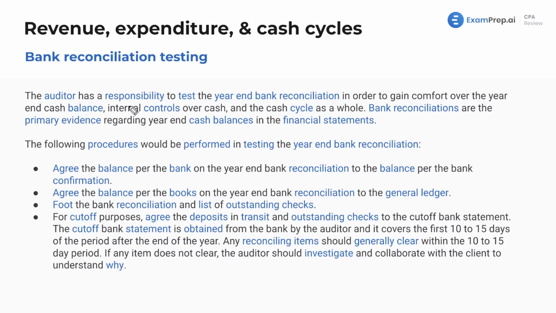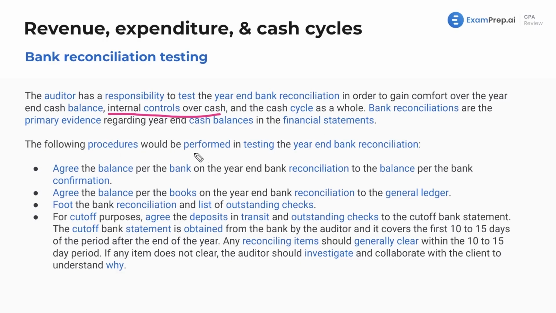So the auditor has the responsibility to test the year-end bank reconciliation in order to gain comfort over the year-end cash balance, internal controls over cash, because preparing that bank reconciliation is an internal control, and the cash cycle as a whole. Bank recs are the primary evidence regarding year-end cash balances in the financial statements. That's very true. Like I said, it's bank recs and confirmations.